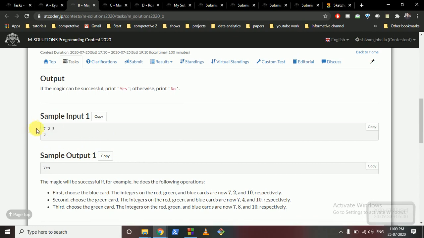So what I've told you: keep multiplying B until it becomes greater than A, and then keep multiplying C until it becomes greater than B, as long as we have some K left. So that's a simple logic. I'll take it on to the code part.